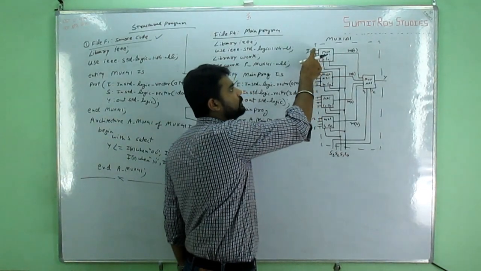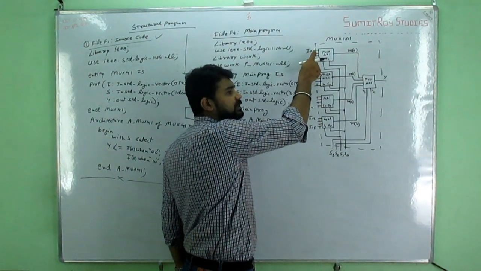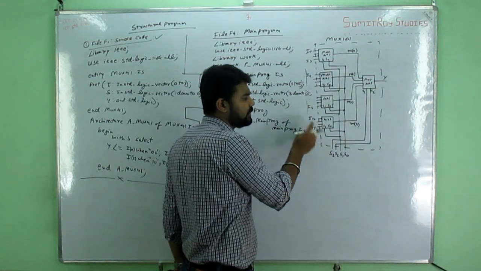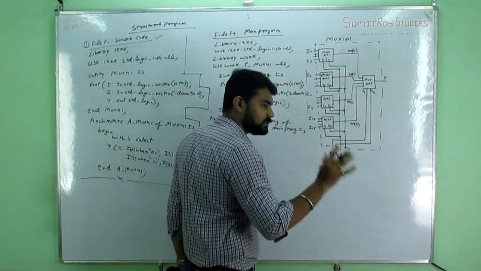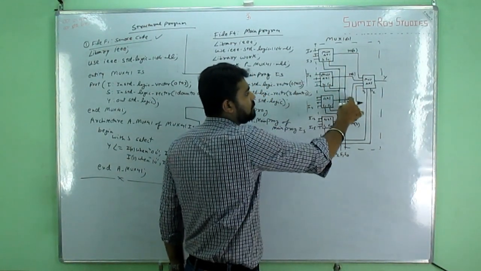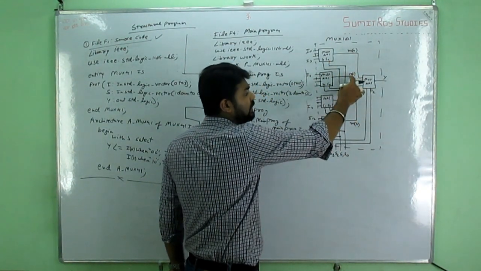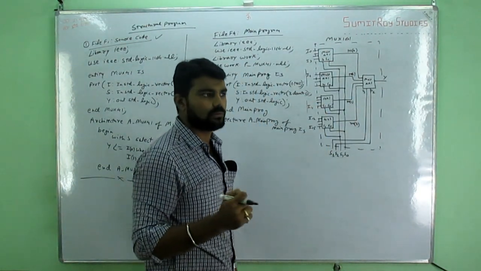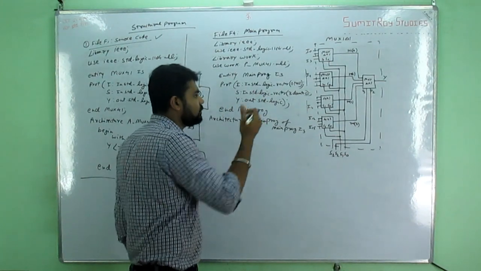So if I test this, it has been named. Yes, it has been named I0, I1, I2, I3, I4, up to I15. If I test this, it is also named. But these are not named: M0, M1, M2, M3. These are not named. So, okay, name it. Then in the entity only we can name it.